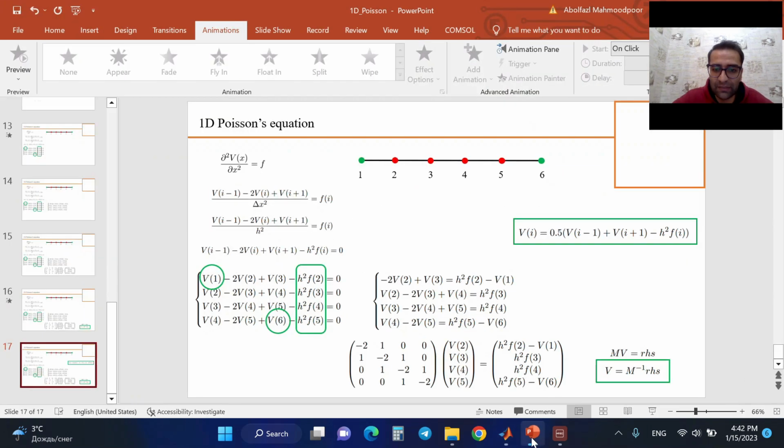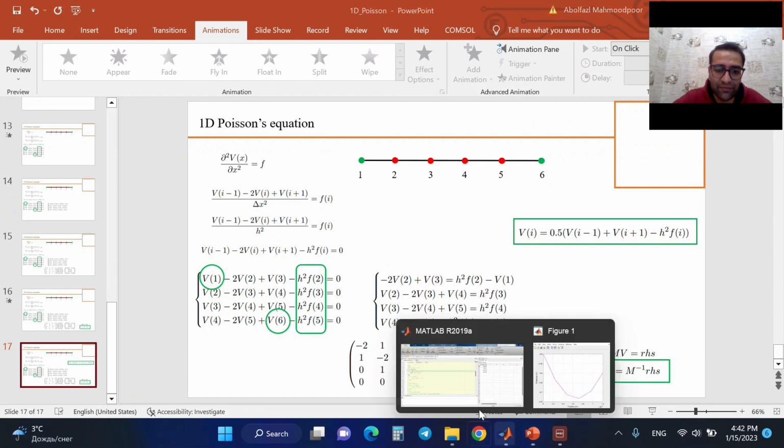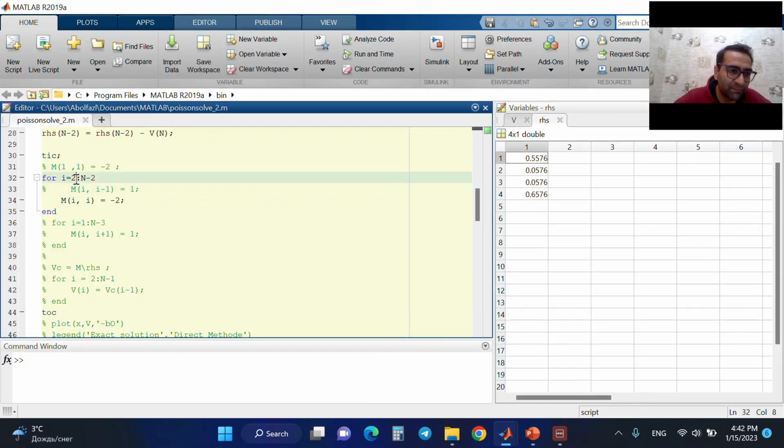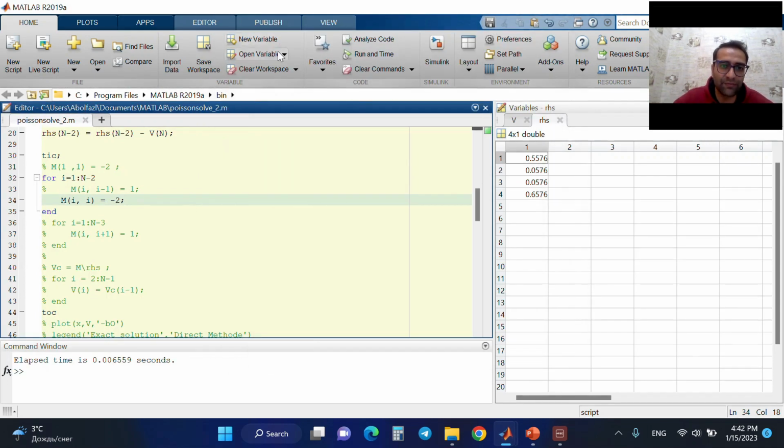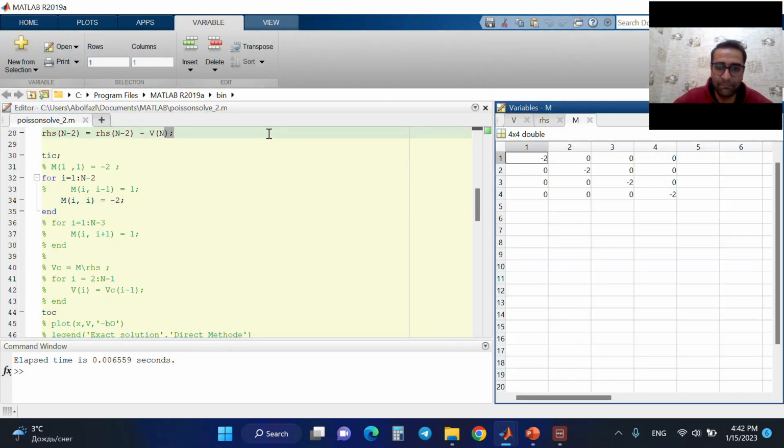And we see that the main diagonal of this matrix is minus 2, right? And if I define I from 1 to n minus 2, we can easily see that we put minus 2 at the main diagonal. Just let's see on the screen. Press F5, and if I open the M, you see all minus 2 is here, right?